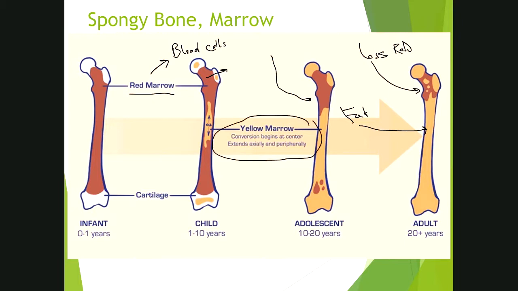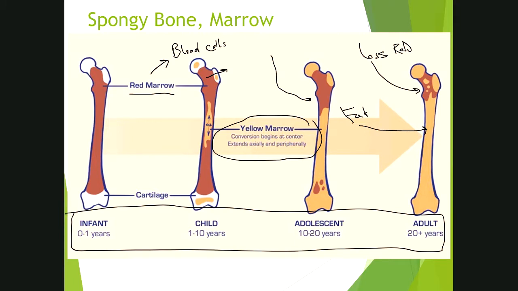And if you look at the ages down here, you can see what it kind of looks like. And again, this bone is the femur. This is the hip bone. But it's pretty characteristic of what all long bones look like.